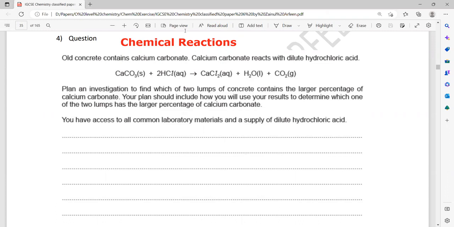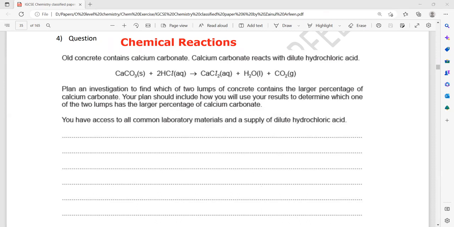The question is: old concrete contains calcium carbonate, and that reacts with hydrochloric acid. So calcium carbonate reacts with HCl, giving off calcium chloride plus water plus carbon dioxide. Plan an investigation to find which of two lumps of concrete contains a larger percentage of calcium carbonate. Your plan should include how you will use your results to determine which lump has the largest percentage of calcium carbonate. You have access to all common lab material and a supply of dilute hydrochloric acid.